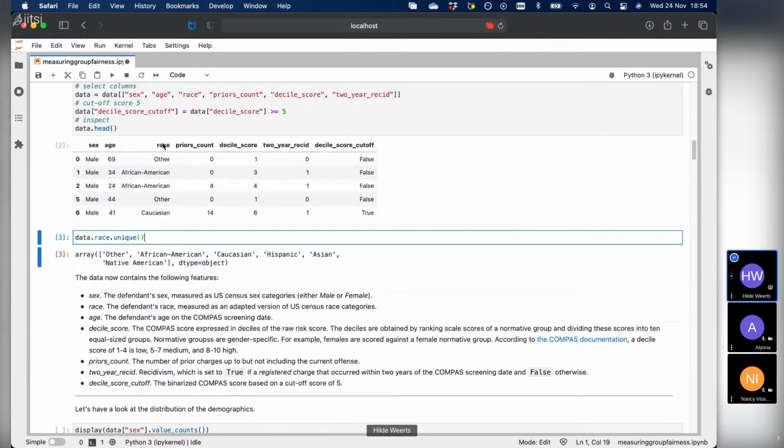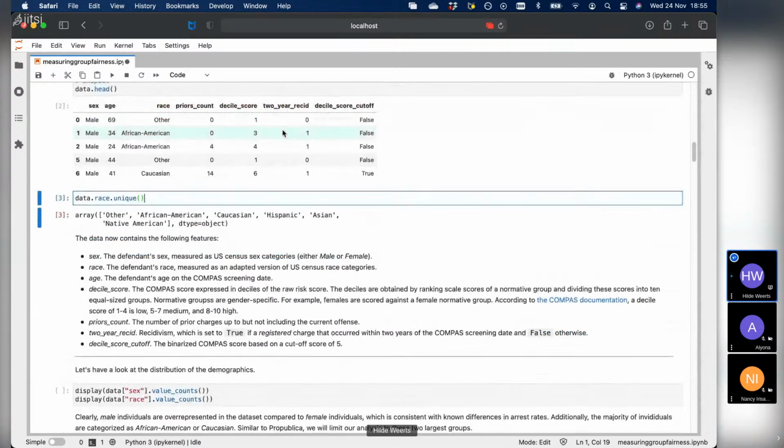Age. We also have the race of the defendant, and this is the race as it was measured in Broward County's records. So this is an adapted version of the US Census racial categories, and it includes African American, Caucasian, Hispanic, which is more of an ethnicity, I think, than race, but it doesn't really matter, and Asian, and Native American.